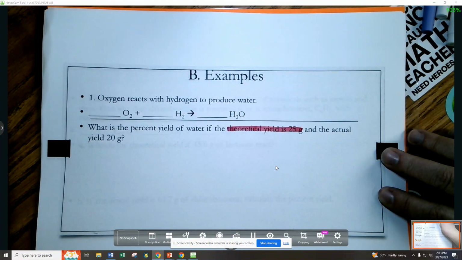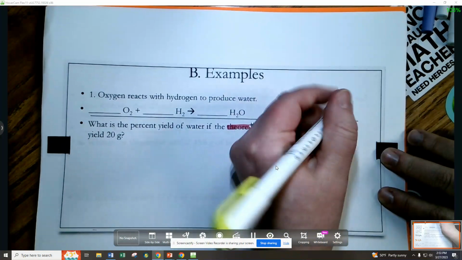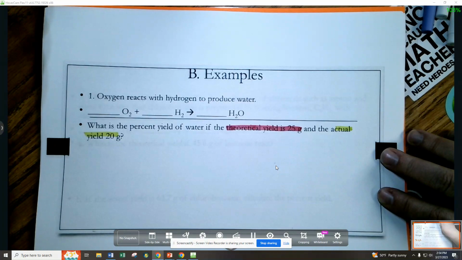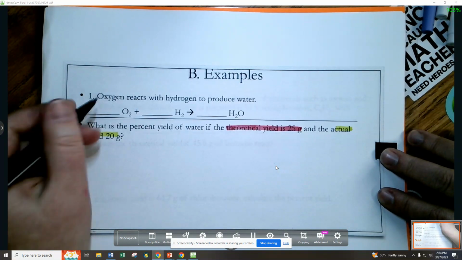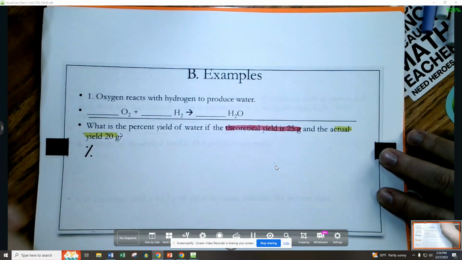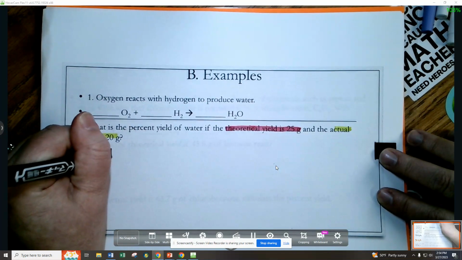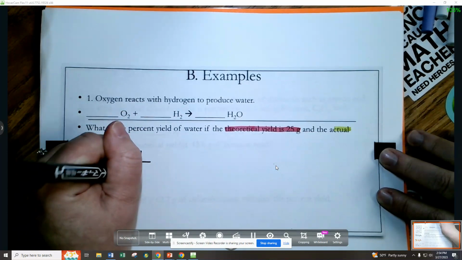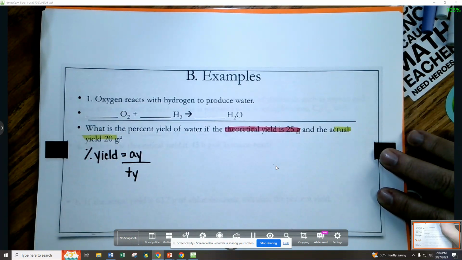They tell us here that the actual yield is 20 grams. So this problem directly gives you both the actual and the theoretical. Most of the time, that's not the case. So percent yield is the actual yield over the theoretical yield, where the actual yield was 20 grams.